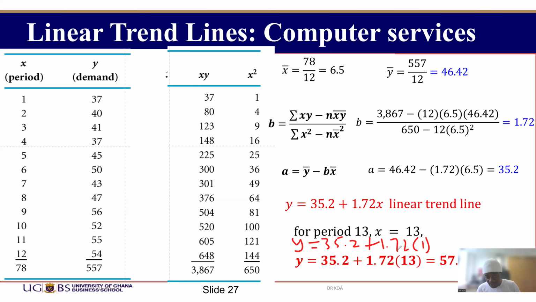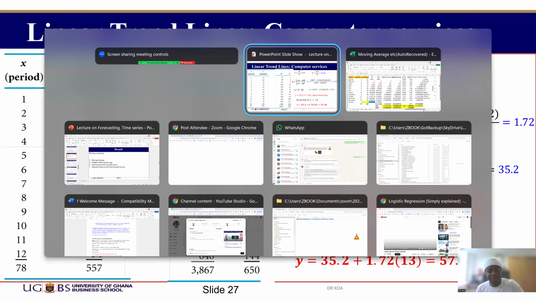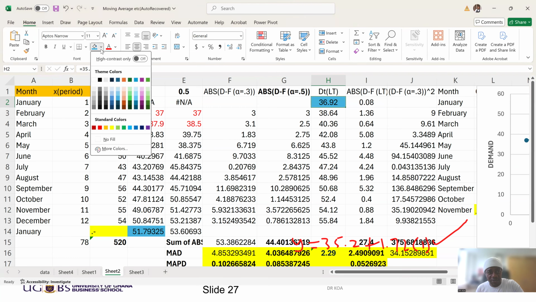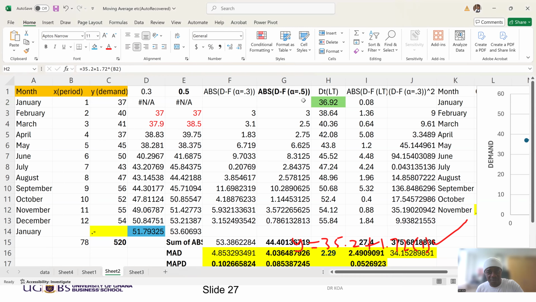1 times 1.72 is going to be 1.72. Add 1.72 to 35.2, you're going to get something like 36.92, thereabout. Let's go to the Excel and watch the Excel answer for that. There you go. Look at the highlighted blue here. And that is 36.92. So that is how I did it.